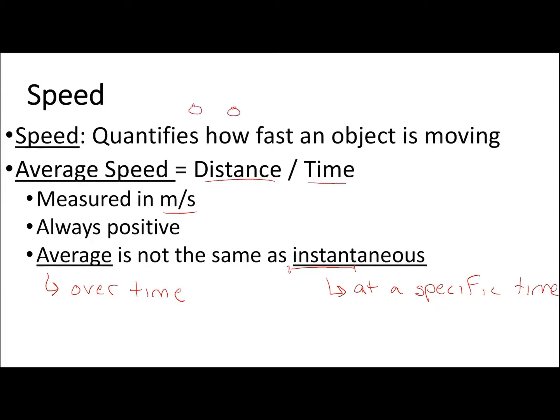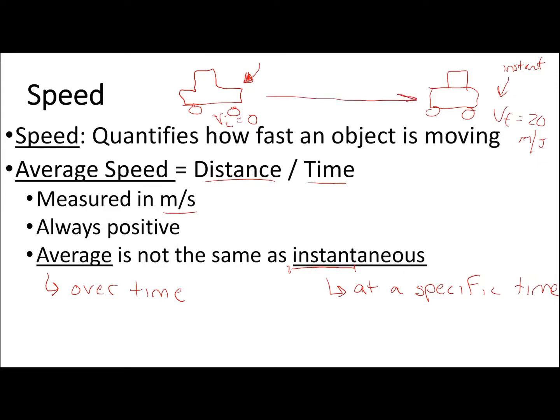So think about a car that initially is at rest, v_i equals 0, and then sometime later it is moving at 20 meters per second. And that's its instantaneous speed right there, at that instant. Well, over time, it wasn't always moving at 20, because nothing is ever moving at the same speed forever. It wasn't moving at all, and then we started to speed up, and then we had an average in between there over time.